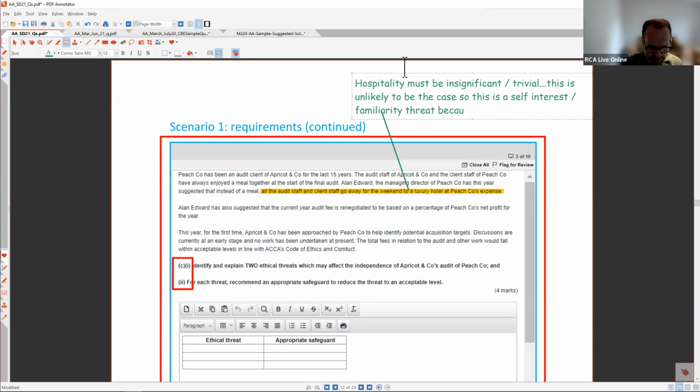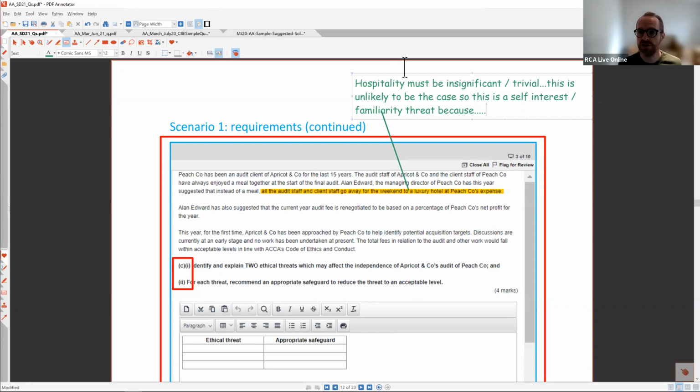Right, because now this is the key bit. What people tend to do is leave it at that. Hospitality must be insignificant and trivial. This is unlikely to be the case in this instance. So it's a self-interest familiarity threat.